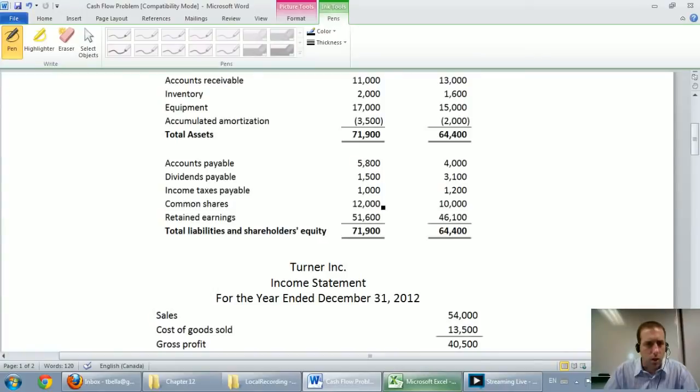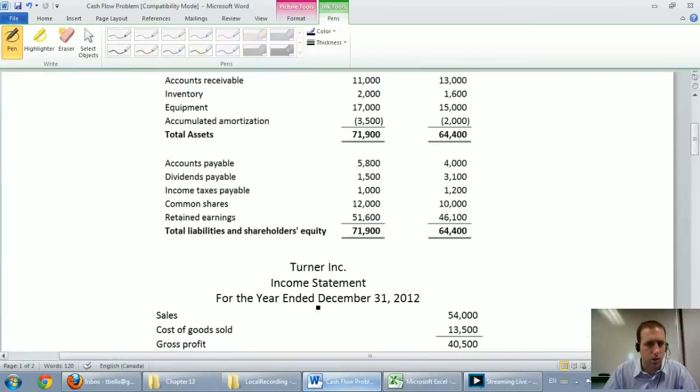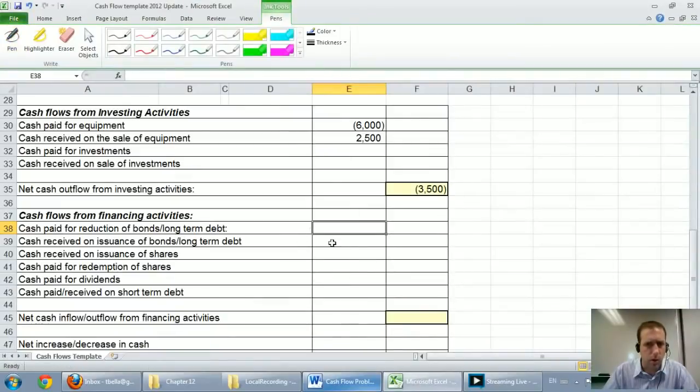Let's go through our template. Cash paid for reduction of bonds and long-term debt. In terms of payables, we have only short-term liabilities in this company, so there's no bonds or long-term debt. But if we did issue bonds or long-term debt or repaid it, we would deal with them there.